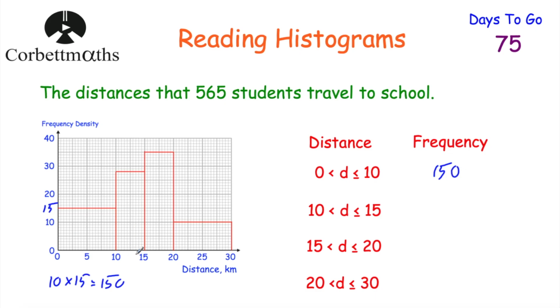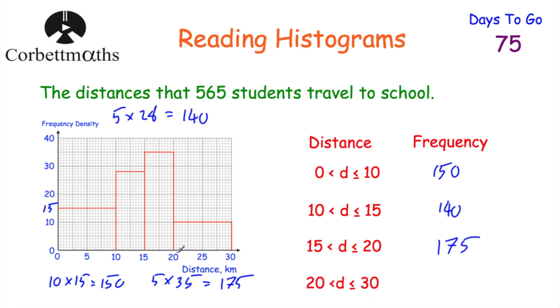The next category has a class width of 5, and then we're going to multiply by its frequency density, which is 28. 5 times 28 would be 140. So this category has a frequency of 140. Next, between 15 and 20, it's got a class width of 5. Its frequency density is 35, so if we do 5 multiplied by 35, that's equal to 175. So that category has a frequency of 175.